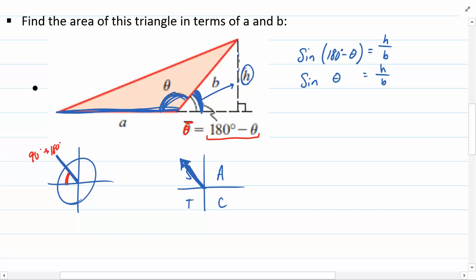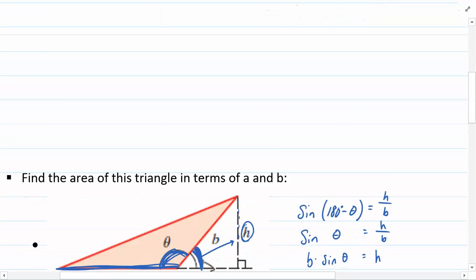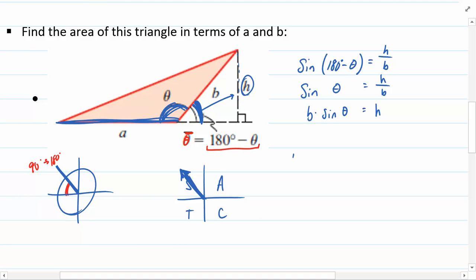We'll multiply both sides by b, and we have the height of this triangle is equal to b times the sine of theta as well. So just like we had in the other example, the height is equal to b times the sine of theta. So if we're calculating the area of this triangle in terms of a and b, we would need 1/2 times the base of the triangle, which is the measurement of side length a, 1/2 times a, times the height of the triangle. Well, again, we just established that the height was b times sine theta.